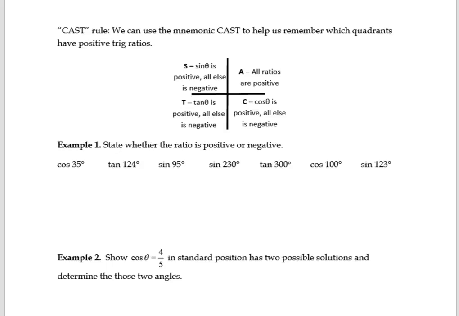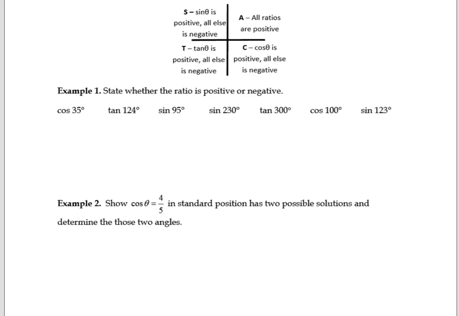Okay, so what we're going to do is state whether the ratio is going to be positive or negative using CAST, and then we're going to check our answers with our calculator. So 35 degrees is in what quadrant? Quadrant 1. And if it's in quadrant 1, will the cosine ratio be positive? Yes, because all of sine, cos, and tan are positive. So yes, it's going to be positive.